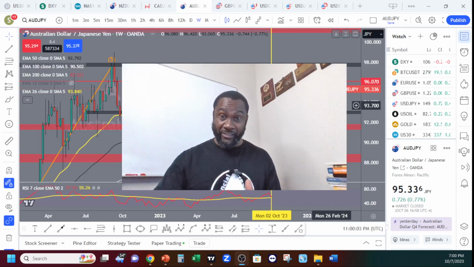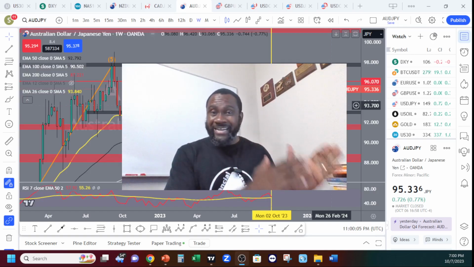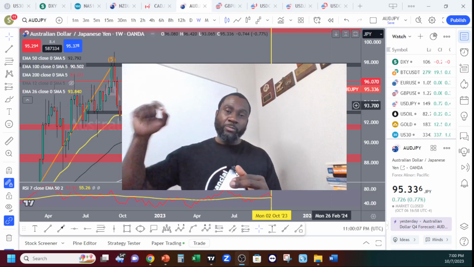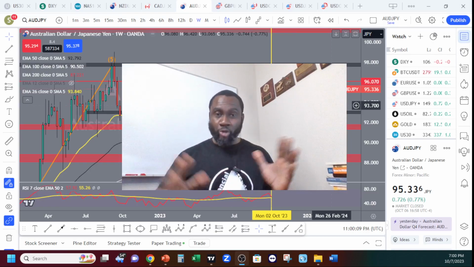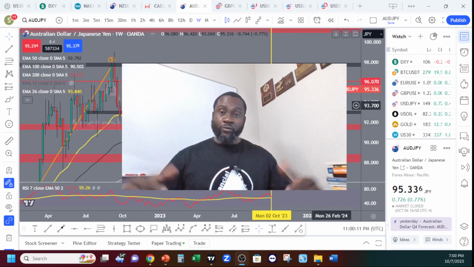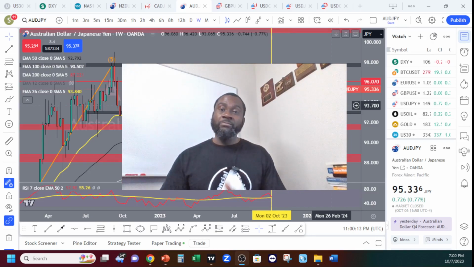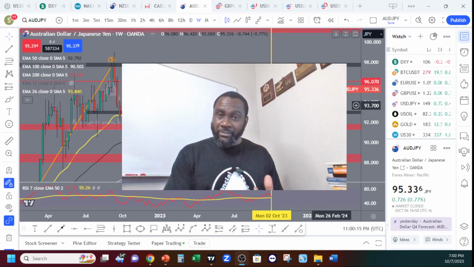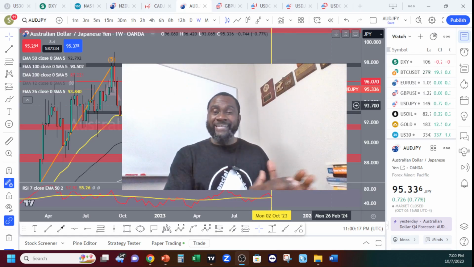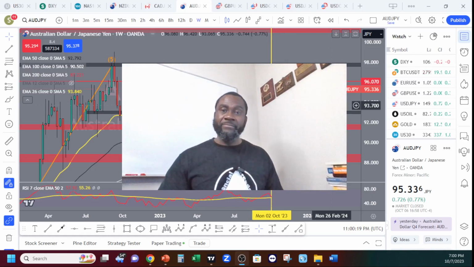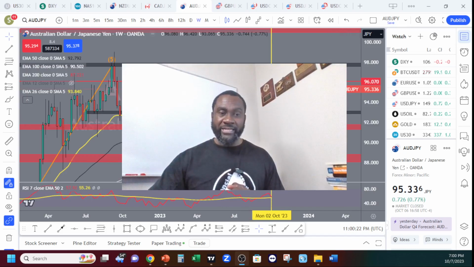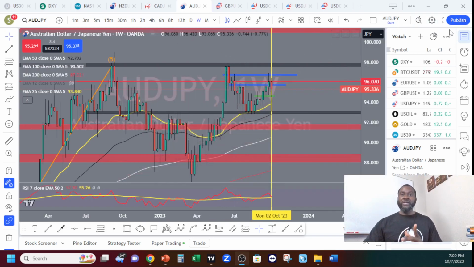This is analysis, people, from what happened last week, and we can do some projection for next week. Don't take that as something to trade on, but take it to understand what the market is doing, and add it to your system so you can trade. So let's go in the market right now. This is the AUD/JPY pair.